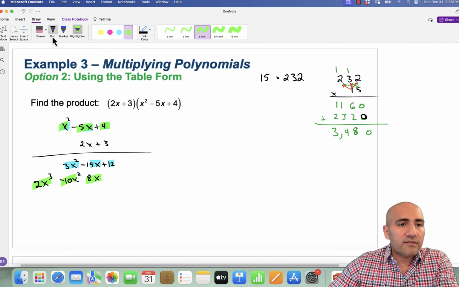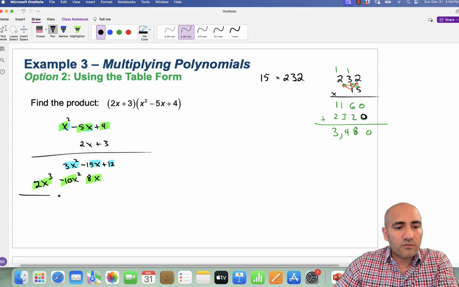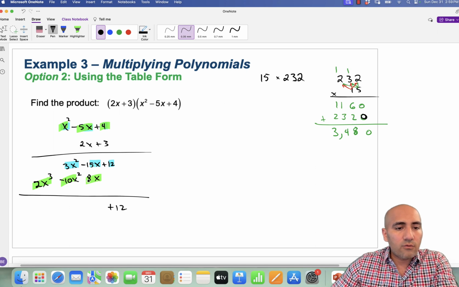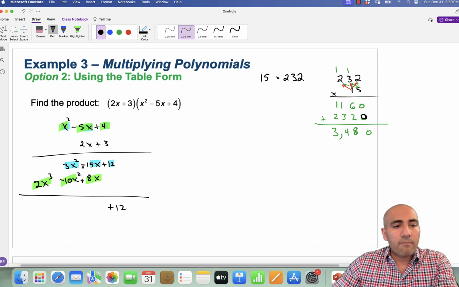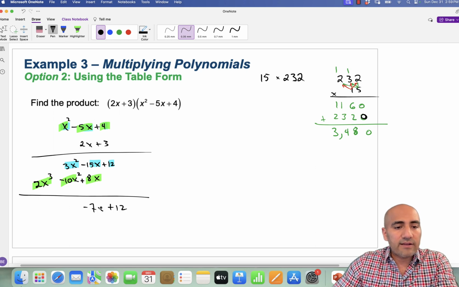Good. Okay, so next, finally, we combine like terms. So bring it together. We're going to bring down the 12 since there are no other terms with a 12, the constant. And then we have a, this was a positive. So we have a minus 15x plus 8x gives us a minus 7x.